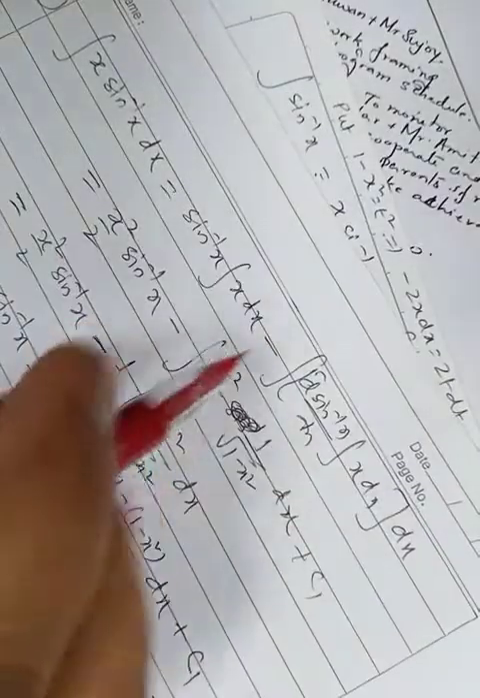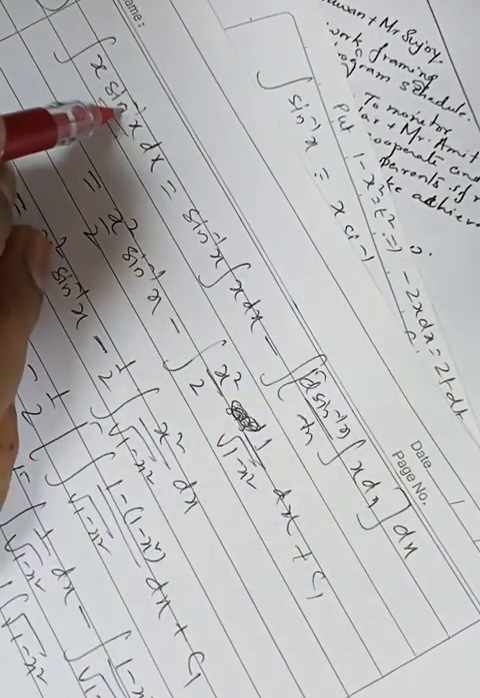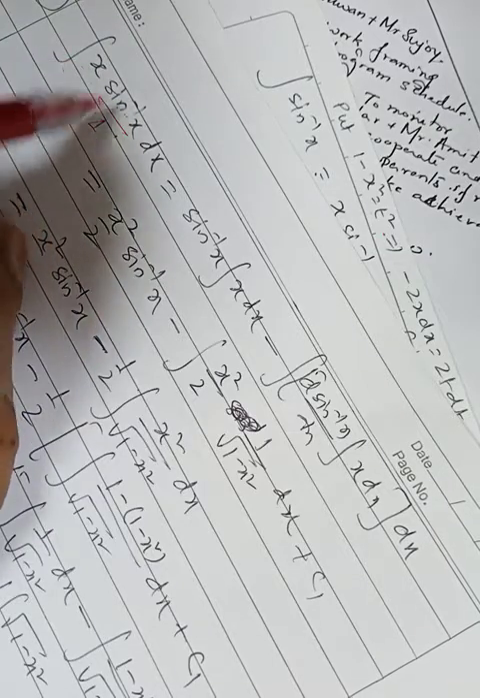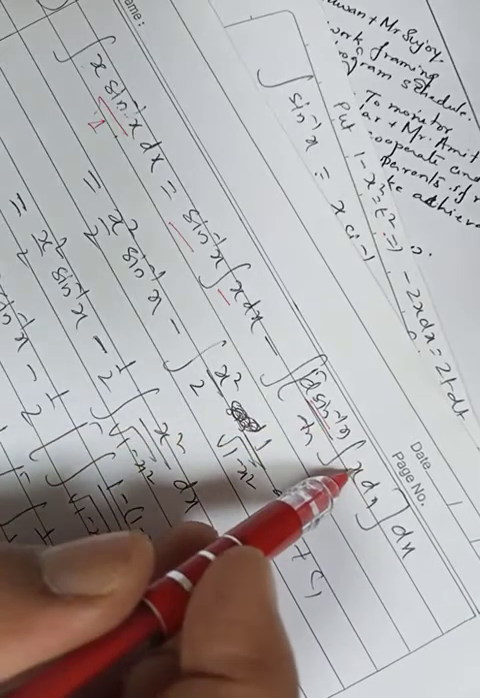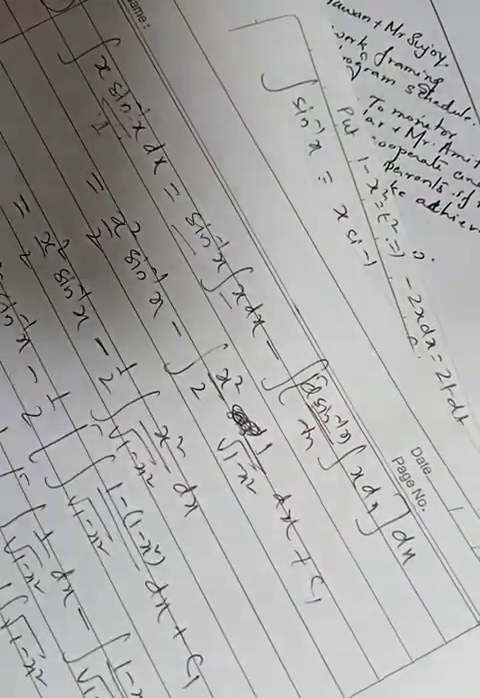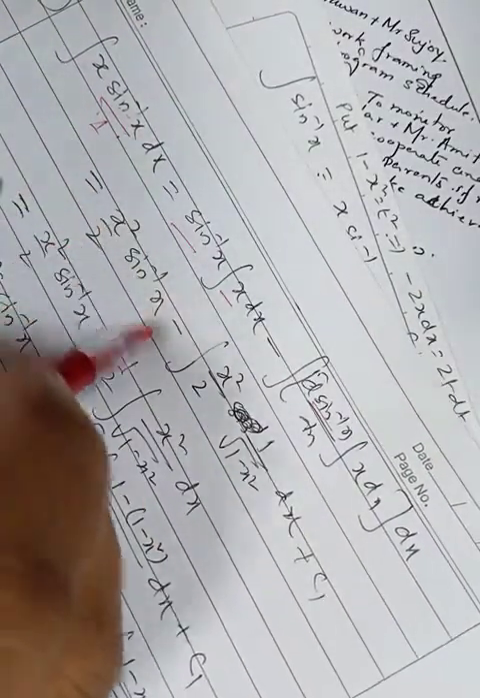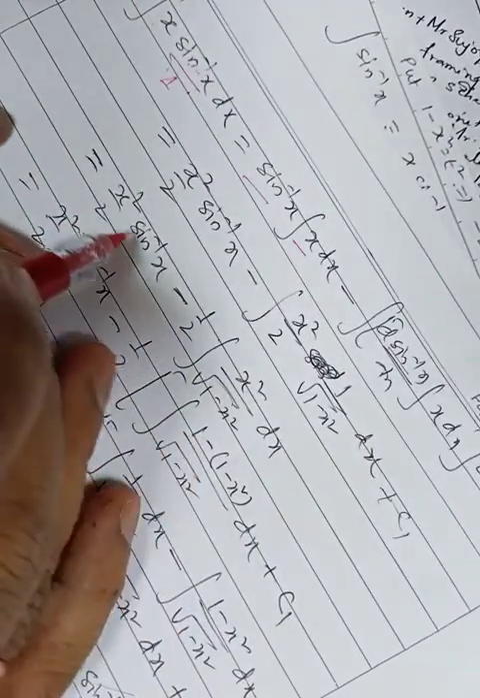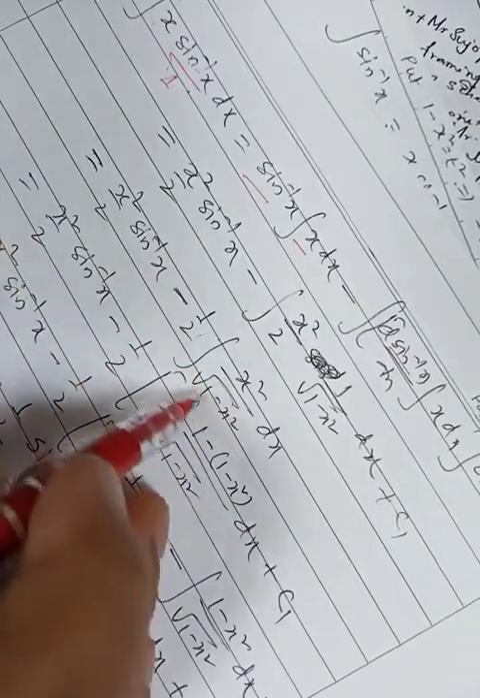x sine inverse x. So as usual, this is the first function, since inverse comes before algebraic. First function, integration of second, minus differentiation of first, integration of second. This way you spell what I am spelling, then it will be set in your mind. Then x square by 2 sine inverse x, x square by 2, this is coming. Now x square by 2, finally the calculation.